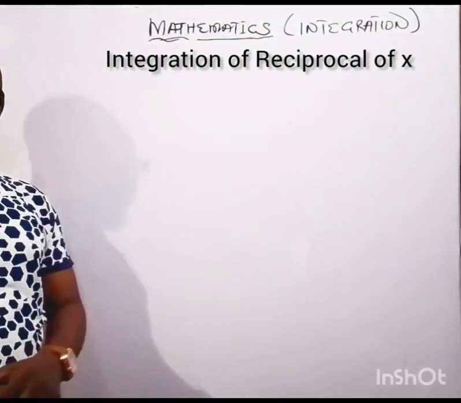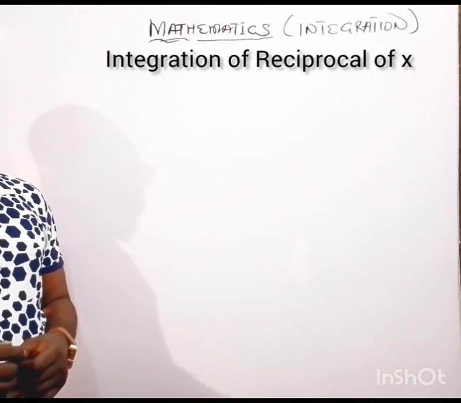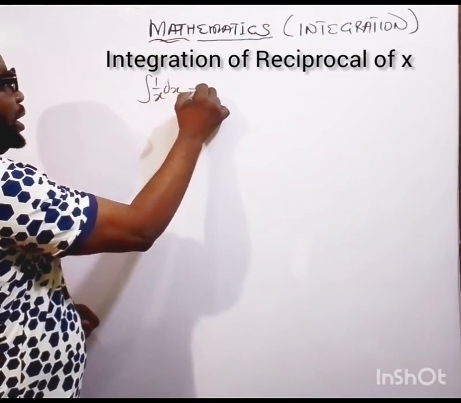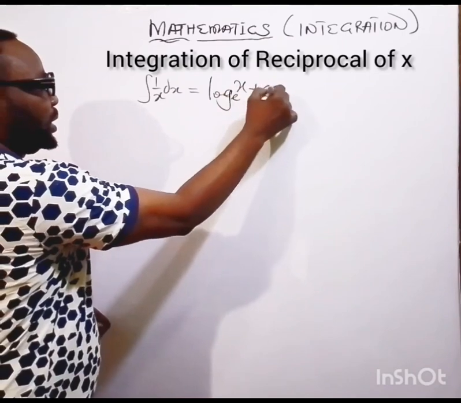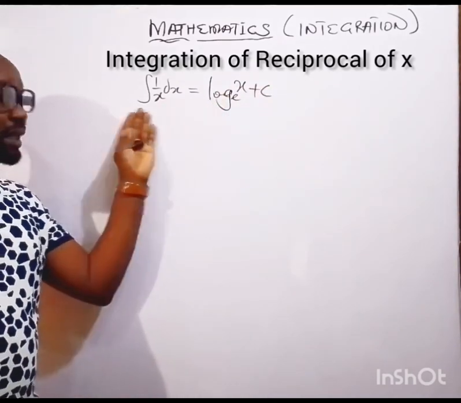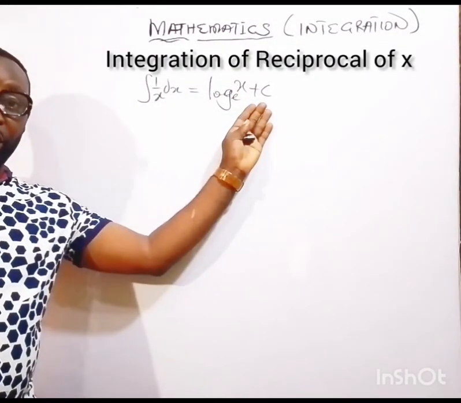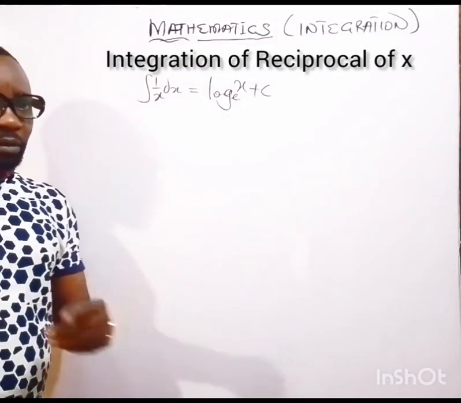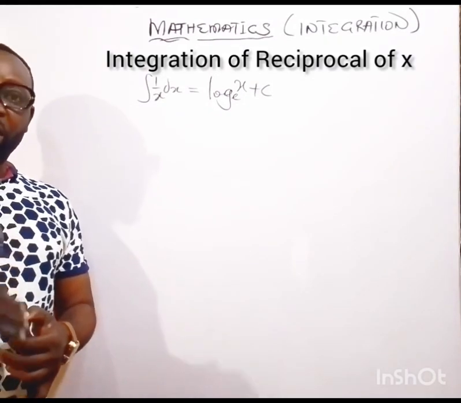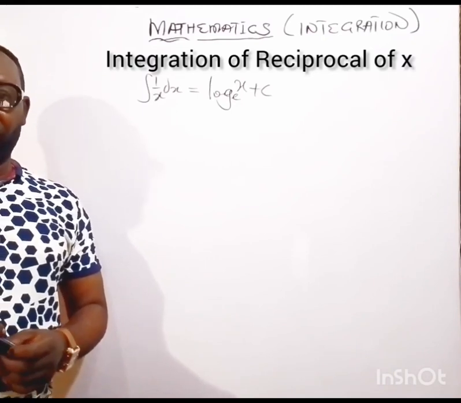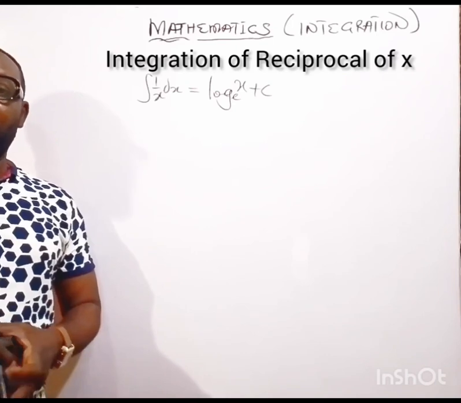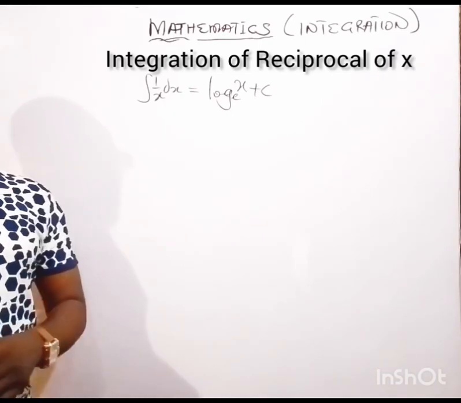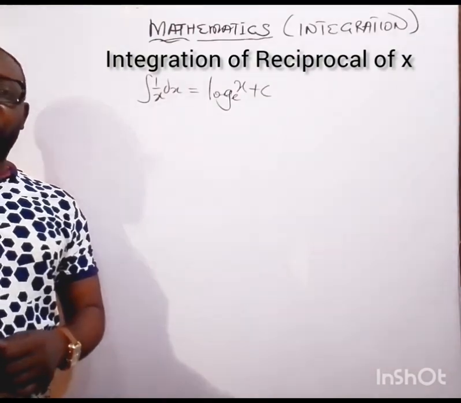Integration of the reciprocal of x. The reciprocal of x is 1 over x, and the integration of such an expression is given as the integral of 1 over x dx will be equal to log x base e plus c. Now, don't forget that this is the expression that is going to integrate into. And don't forget that differentiation of this as well is equal to 1 over x. This has made it clear to us that integration is the anti-differentiation. That is, the value we want to get in integration is the value that we are given as a question in differentiation. So let's take a look at a question to check whether this expression is real or not.